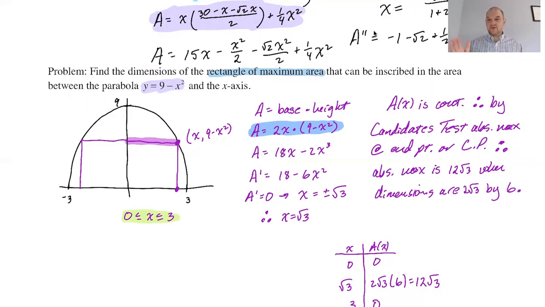So we could have used the lonely critical point theorem because there was only one critical point, and we could have done a number line and seen that it was a relative max and therefore the absolute max. But we chose to use the candidates test, and why not? Because it was doable.